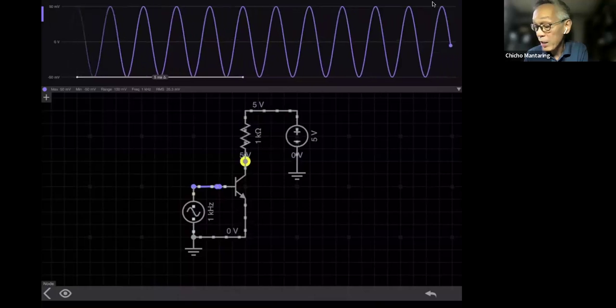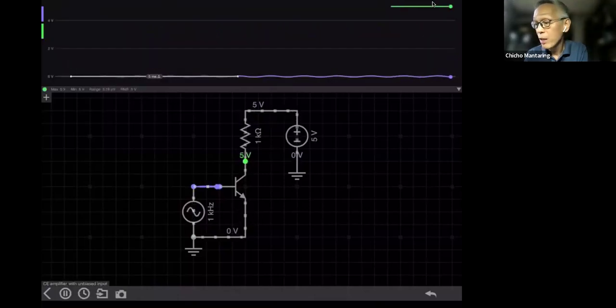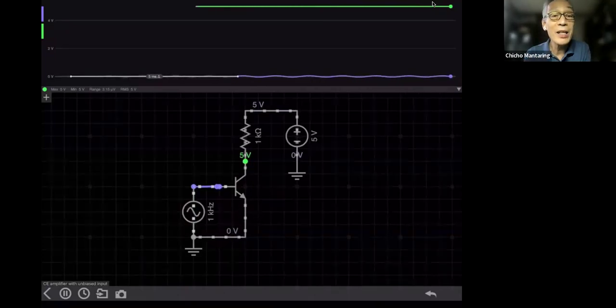As a matter of fact, if I take a look at the output, now this is on a bigger scale. You see my input is much smaller because we can no longer see the 50 millivolts. My output, which is the green line, is now 5 volts, because my transistor is cut off all the time.